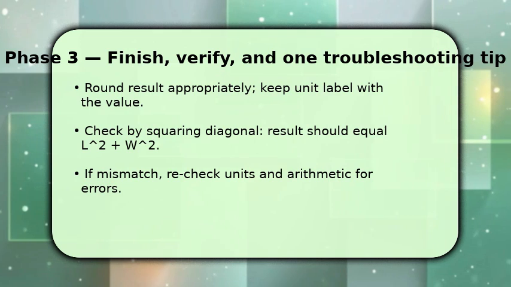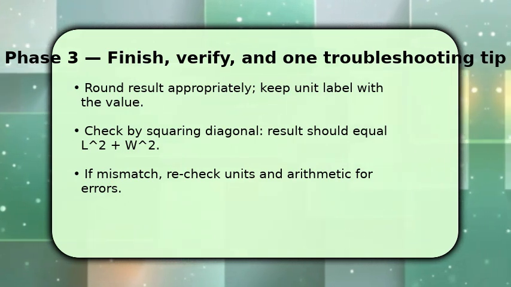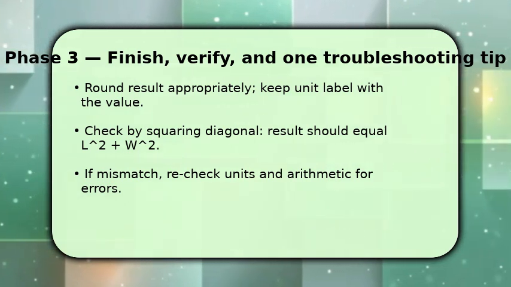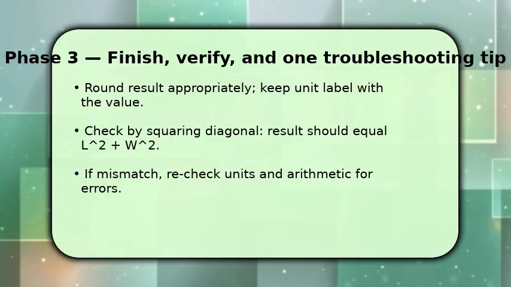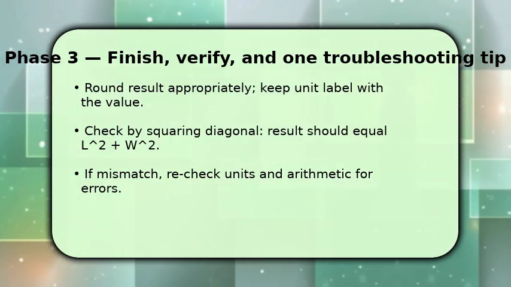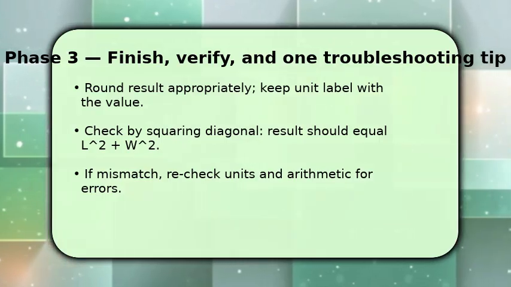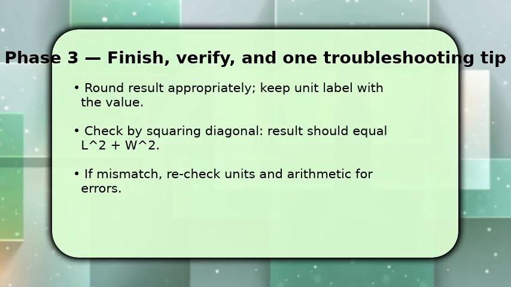Then verify. Square your diagonal result and confirm it matches L squared plus W squared. This backcheck catches errors. If the numbers don't match, recheck your unit conversions, ensure you squared the correct values, and confirm you used the square root of the sum, not the sum itself.